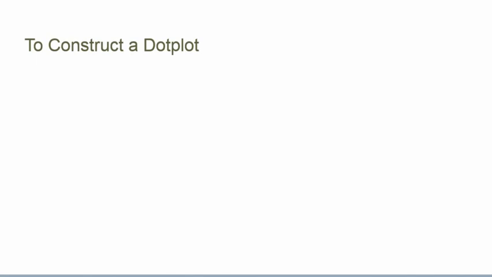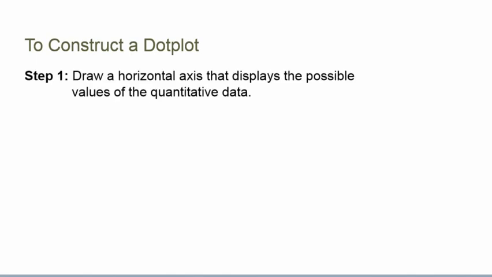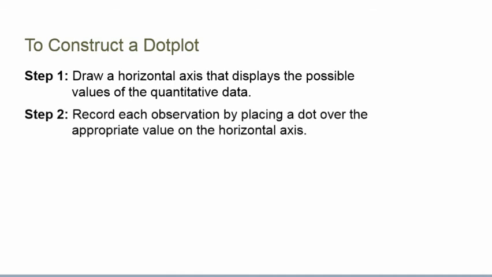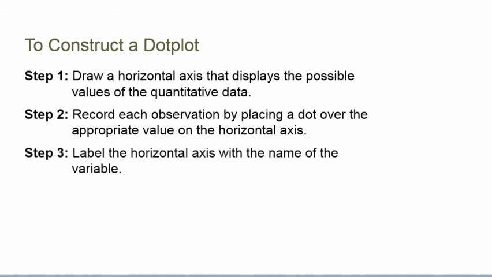To construct a dot plot, step 1, draw a horizontal axis that displays the possible values of the quantitative data. Step 2, record each observation by placing a dot over the appropriate value on the horizontal axis. Step 3, label the horizontal axis with the name of the variable.